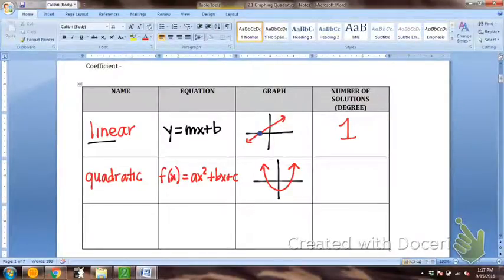And what's my highest degree? Look at your equation. What's the highest degree over there? 2, right? Which means it crosses 2 times. And in fact, look at this graph. Doesn't it cross twice? Yeah. That means that there are 2 solutions or 2 answers.